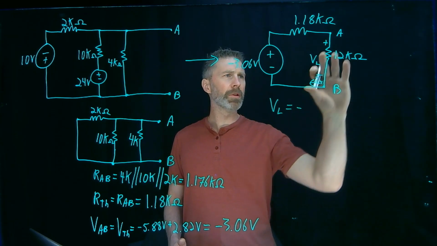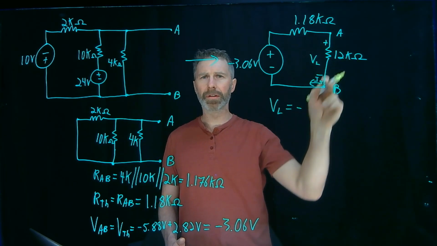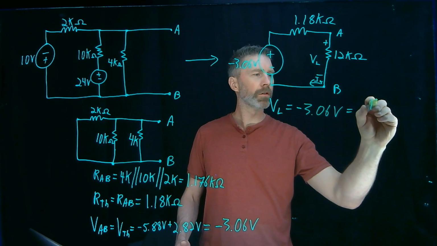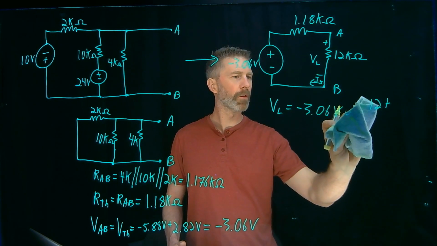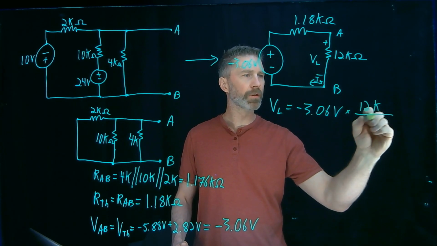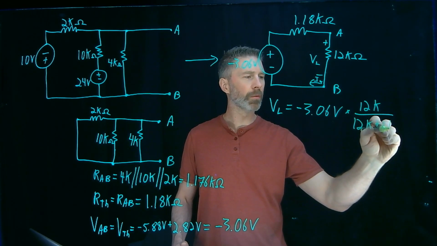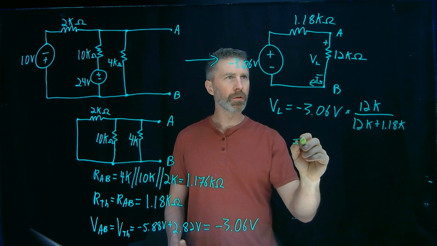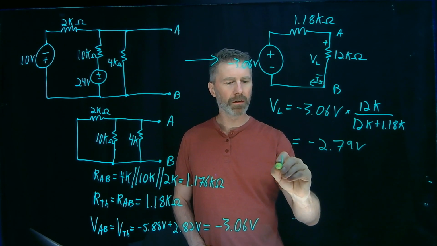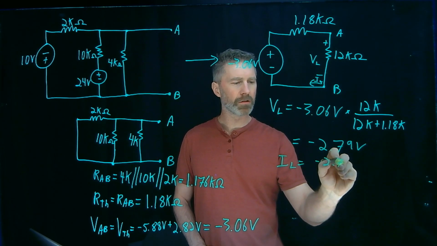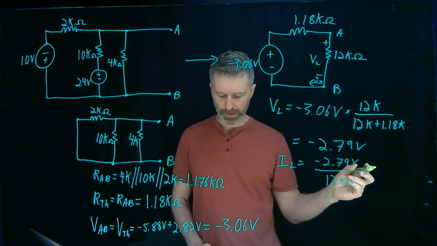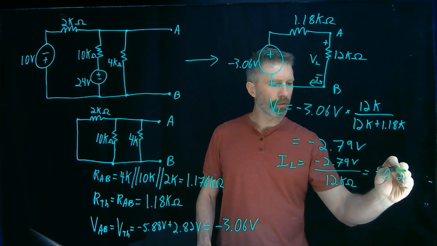So the load voltage will simply be the voltage that's across that 12 kilo ohm resistor, so it's just a voltage divider between those two resistors. So 3.06 volts times 12K over 12K plus 1.18K. And that gives me a voltage across the load of negative 2.79 volts. And then a load current, I can use that 2.79 volts, divide it by the 12 kilo ohm resistance, and that gives me negative 0.23 milliamps.